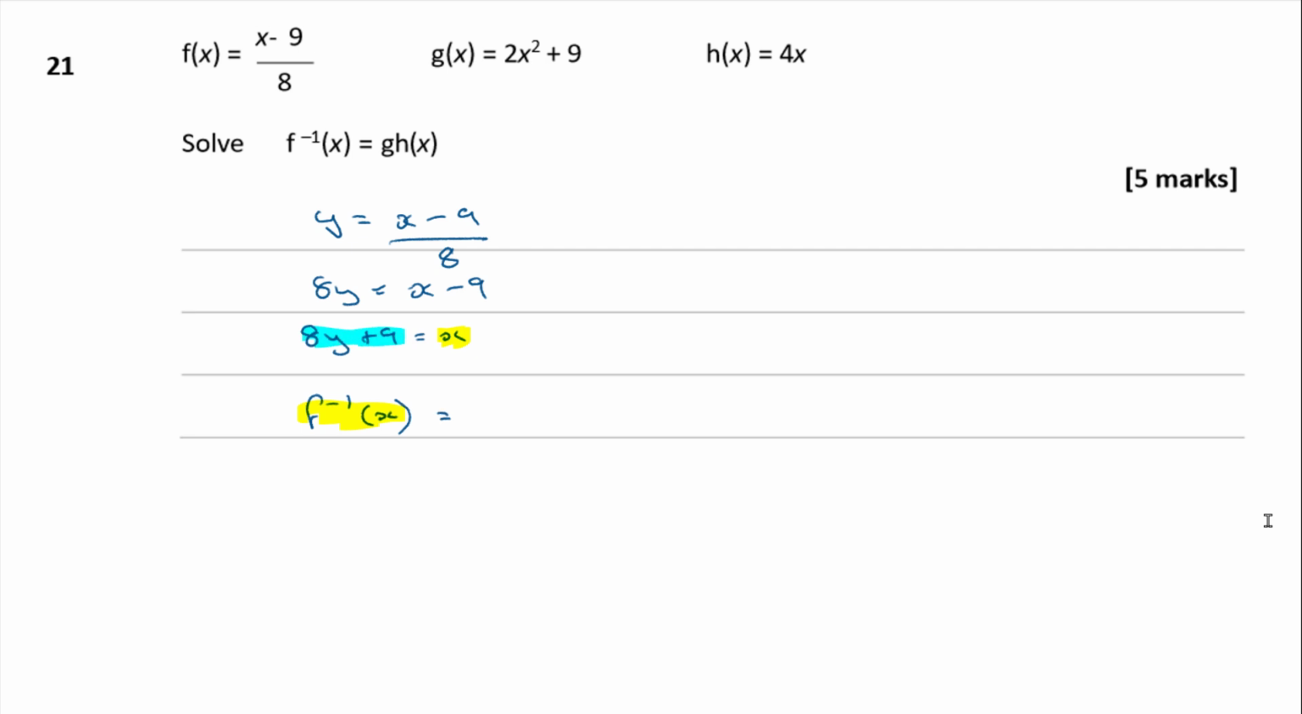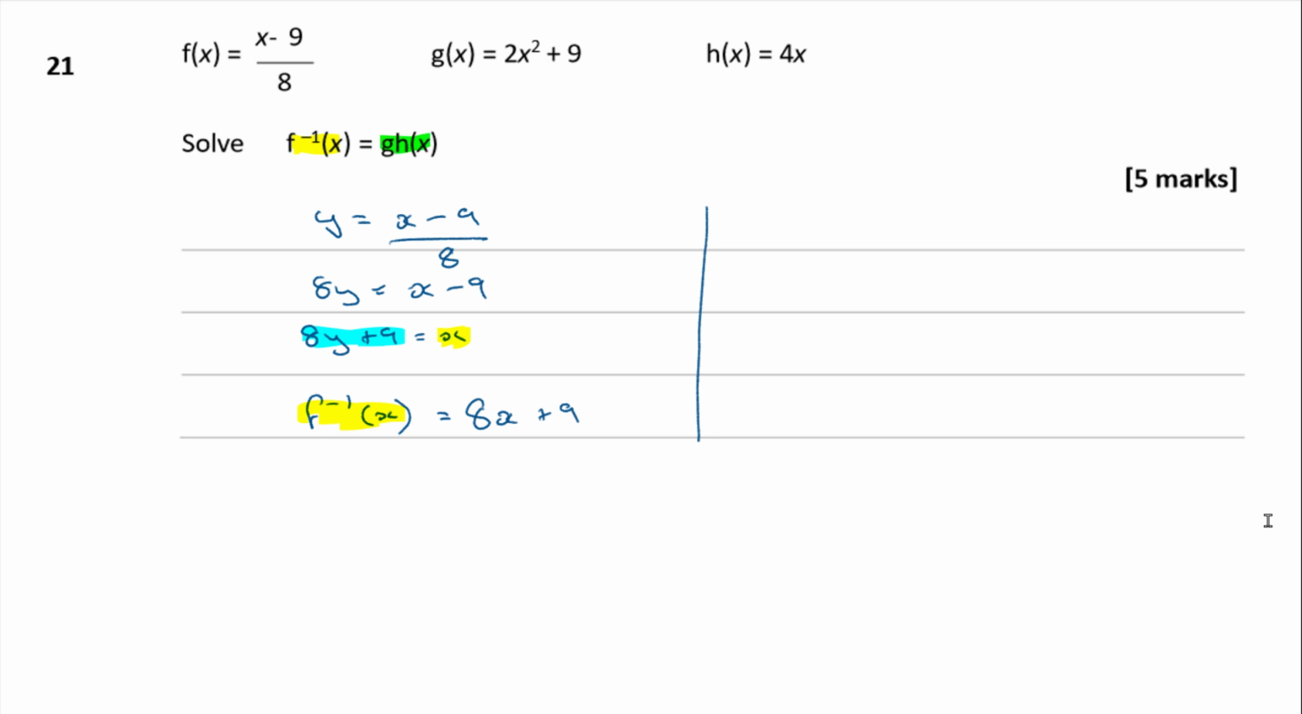I'm just going to rewrite it, but I'm going to replace the y with an x. Because I introduced y to start with, and when we're using functions, we don't use y, so we use f to the minus 1 of x and f of x. So that's going to become 8x plus 9. Okay, so that's my inverse function. So that's part of the puzzle. So we worked out this bit here. So now we need to work on this bit, g of h of x.